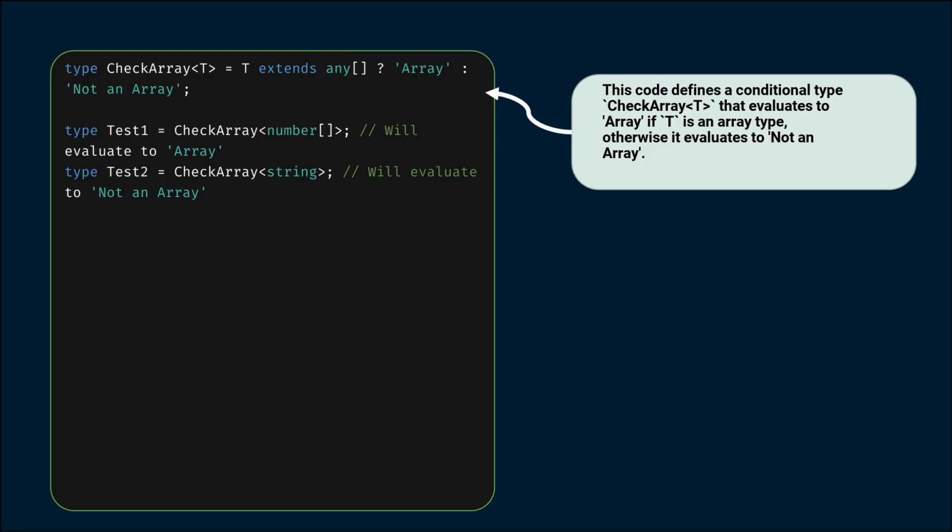Next, we create two test types, Test1 and Test2, to see this in action. Test1 applies our CheckArray type to number[], representing an array of numbers, which will evaluate to "array". In contrast, Test2 checks the type string, which is not an array, thus it will evaluate to "not an array". This showcases the strength of conditional types in TypeScript, enabling you to create dynamic and flexible types based on type characteristics. You can build versatile and adaptable code structures, enhancing type safety and facilitating more complex type logic within your applications.